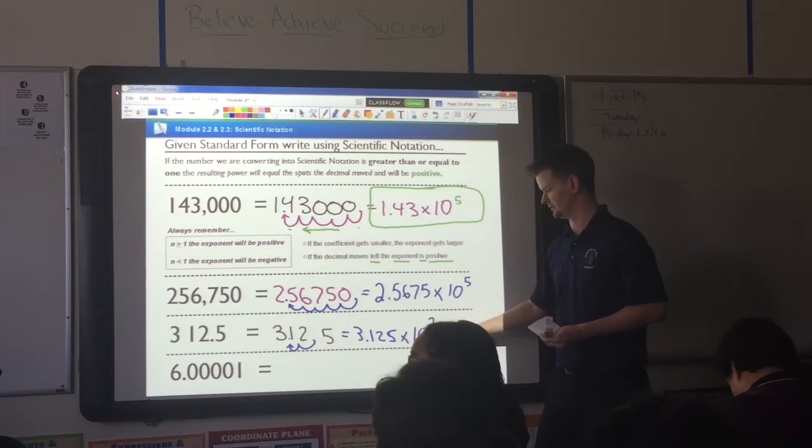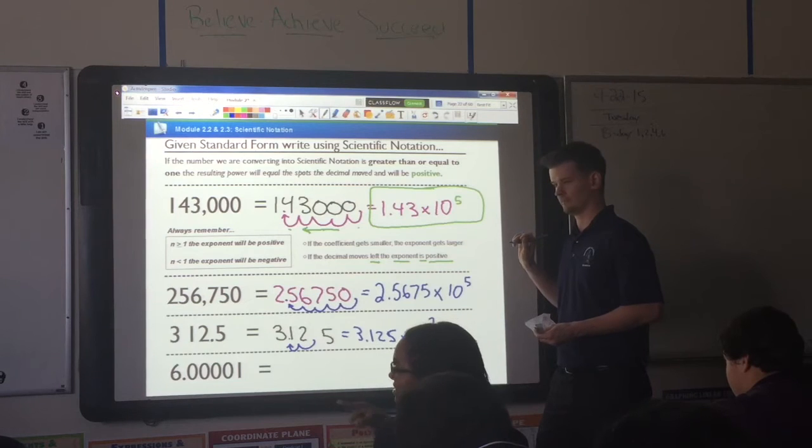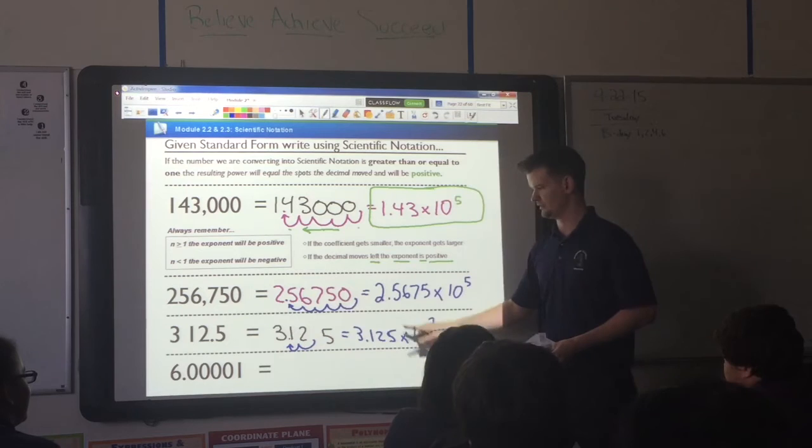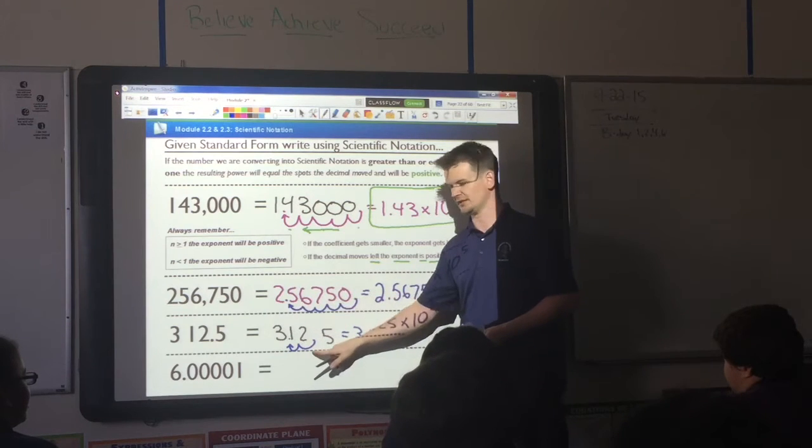No, what are you talking about? I'm talking about the negative and positive. I was just thinking about the negative and positive. Yeah, we moved to the left, right? We moved the decimal to the left, correct? Didn't we move this decimal to the left?